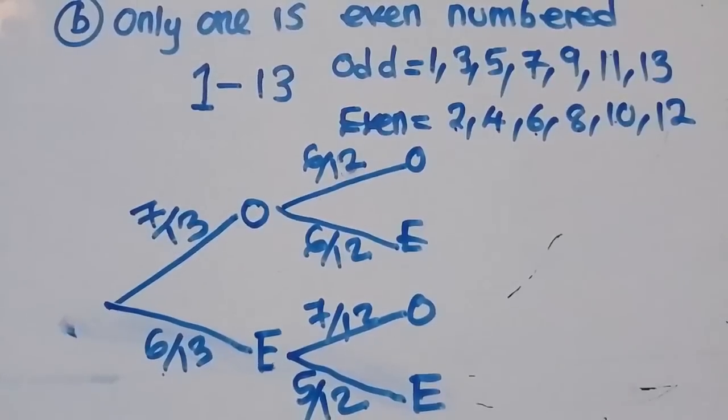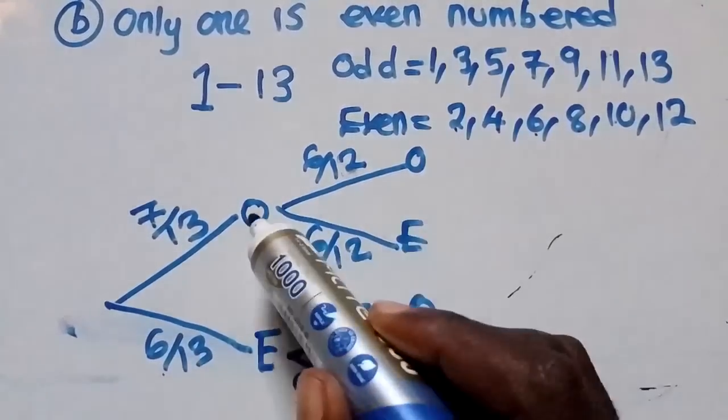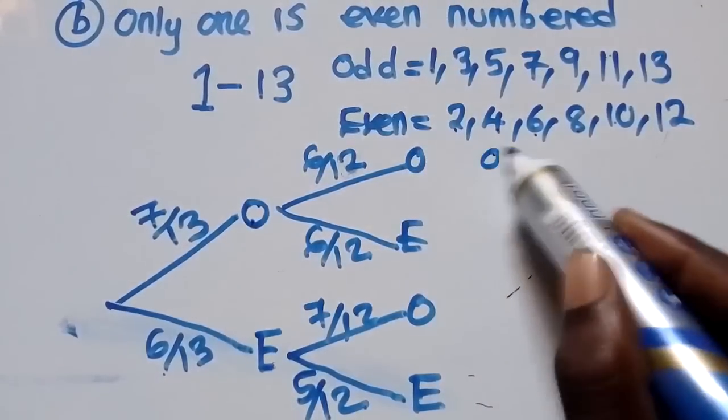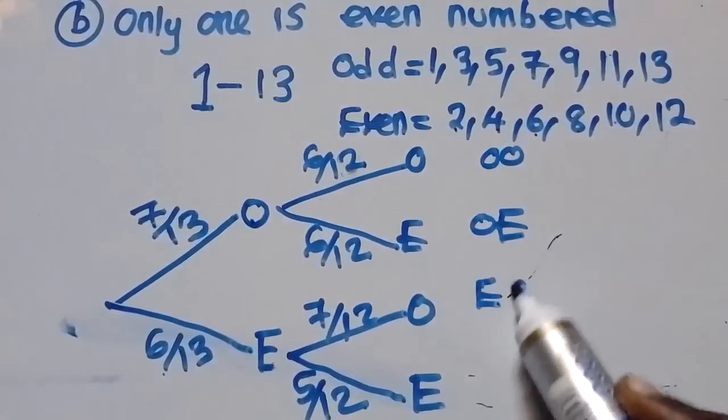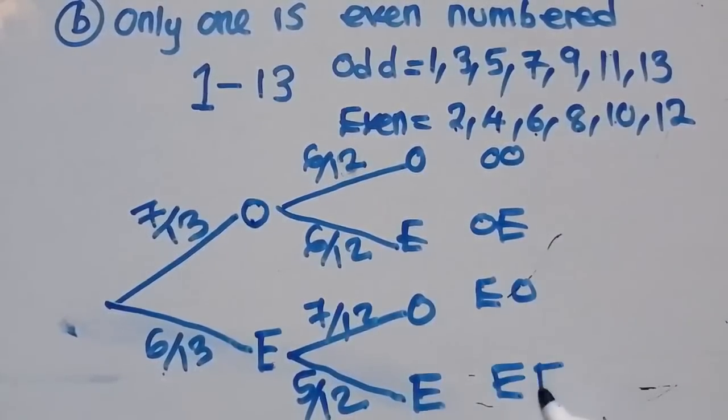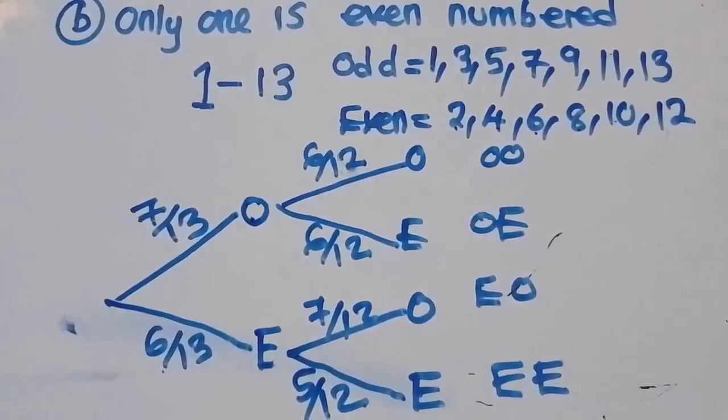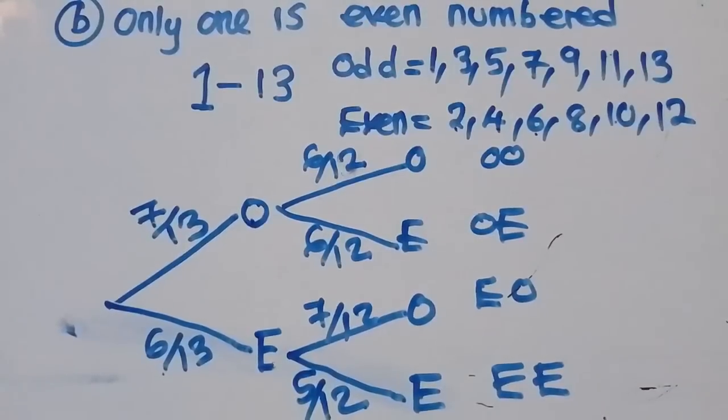So from here now, the next procedure that we need to follow is that you know that here, this is odd, odd. This is odd, even. This is even, odd. This is even, even, like that. So we are going to answer this together. You are the one that are going to give me the answers. I'll just be showing you how to go about them.